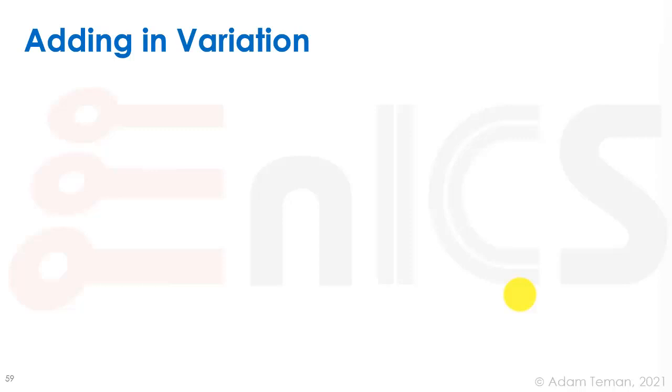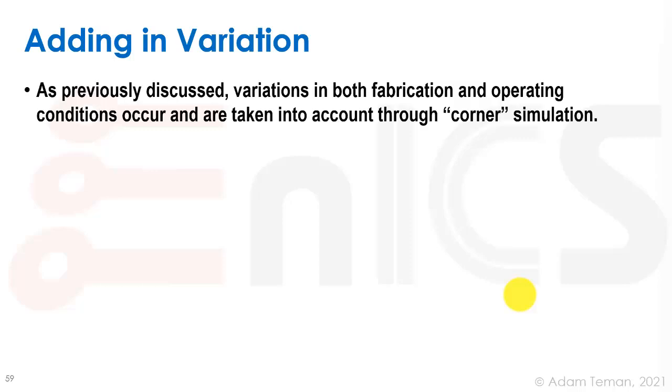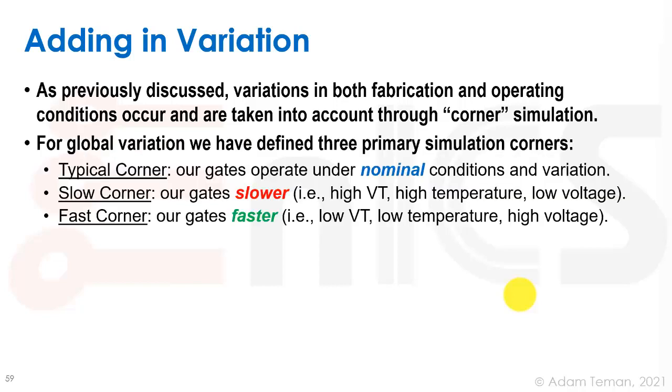What about variation? How do we deal with variation? So as previously discussed, variation in both fabrication and operating conditions occur and are taken into account through corner simulation. As I mentioned before, when we look at global variation, and that means it's the same for all of the transistors on the chip, it's the same for all of the gates on the chip, we define three primary simulation corners. The typical corner, where our gates operate under nominal conditions of variation.